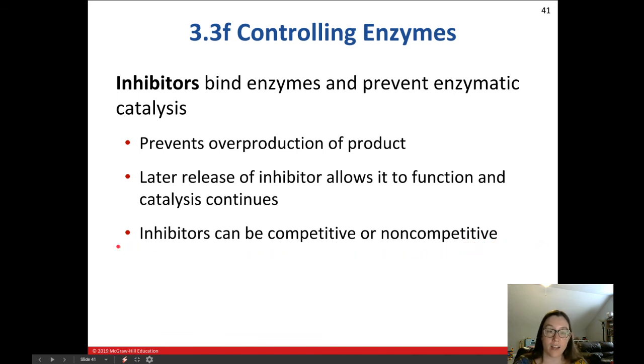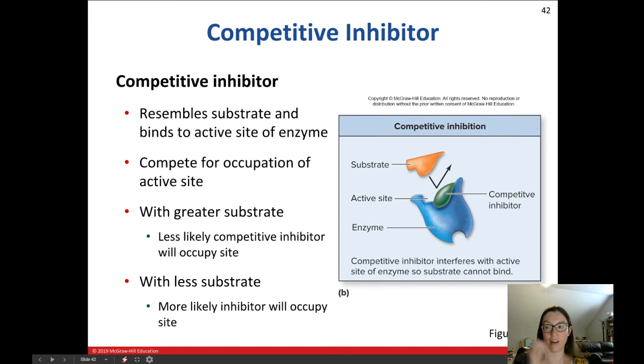So inhibitors can either be competitive or non-competitive. A competitive inhibitor means it competes with the substrate, and by that I mean both of them bind at the same active site. Competitive inhibitors generally resemble the substrate, which they would have to in order to fit into that active site because there's this lock and key. So this inhibitor is going to be a similar shape to the substrate, and it competes with the substrate to bind at that active site.